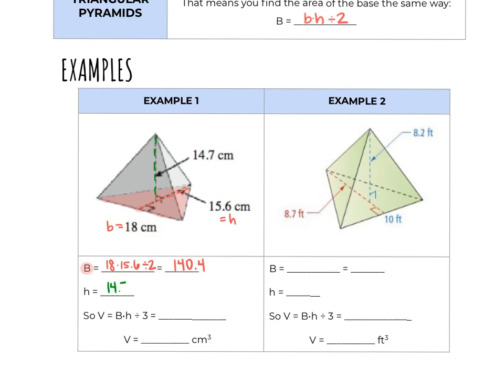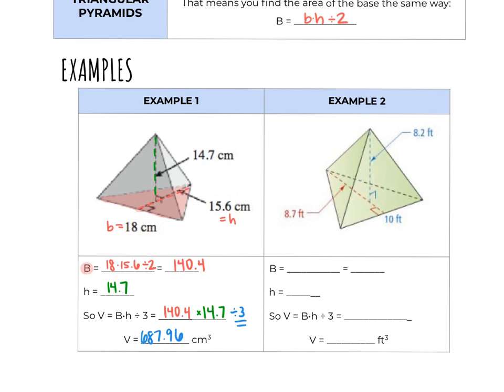So that's 14.7. And to find the volume, I take the area of my base, which we got 140.4, times the height of the pyramid, and then we always divide by 3 for pyramids. So 140.4 times 14.7, and all of that divided by 3. That gives me a final volume for example 1 of 687.96 cubic centimeters.